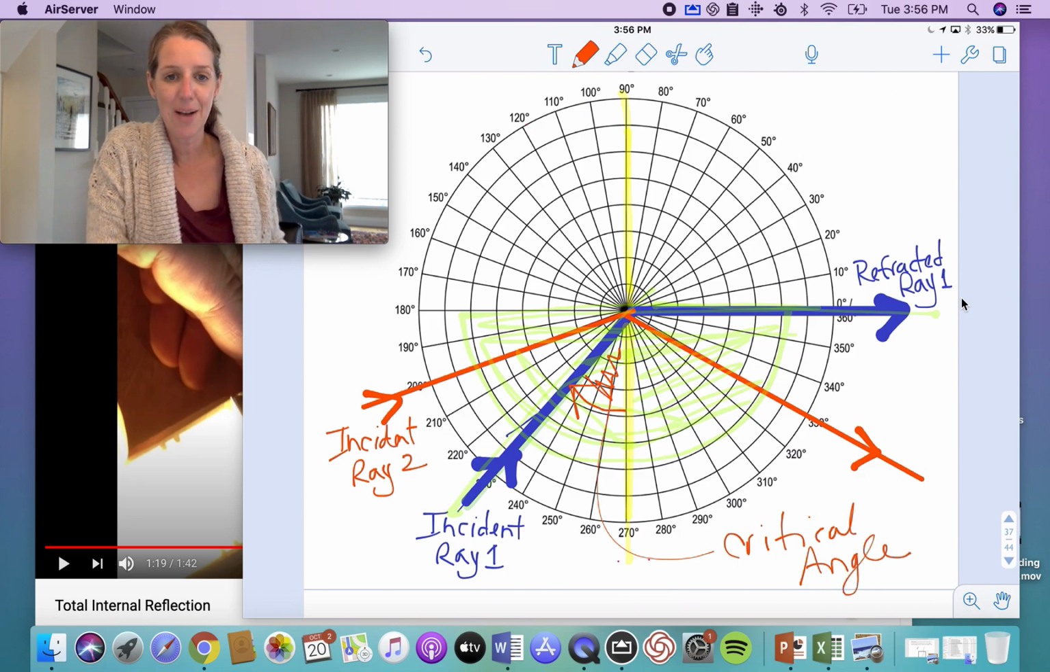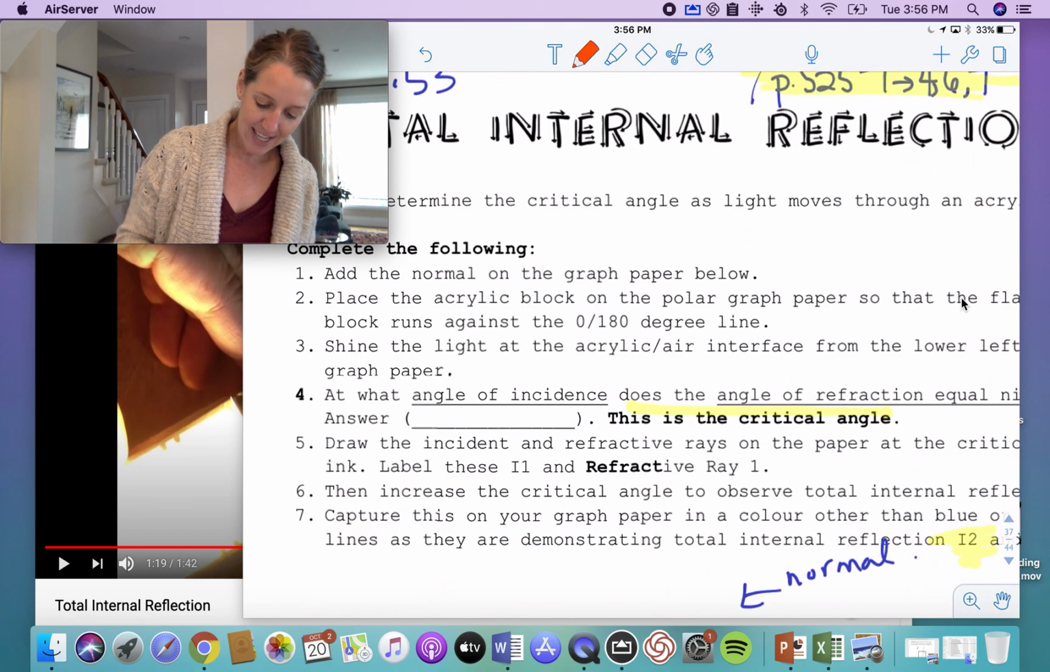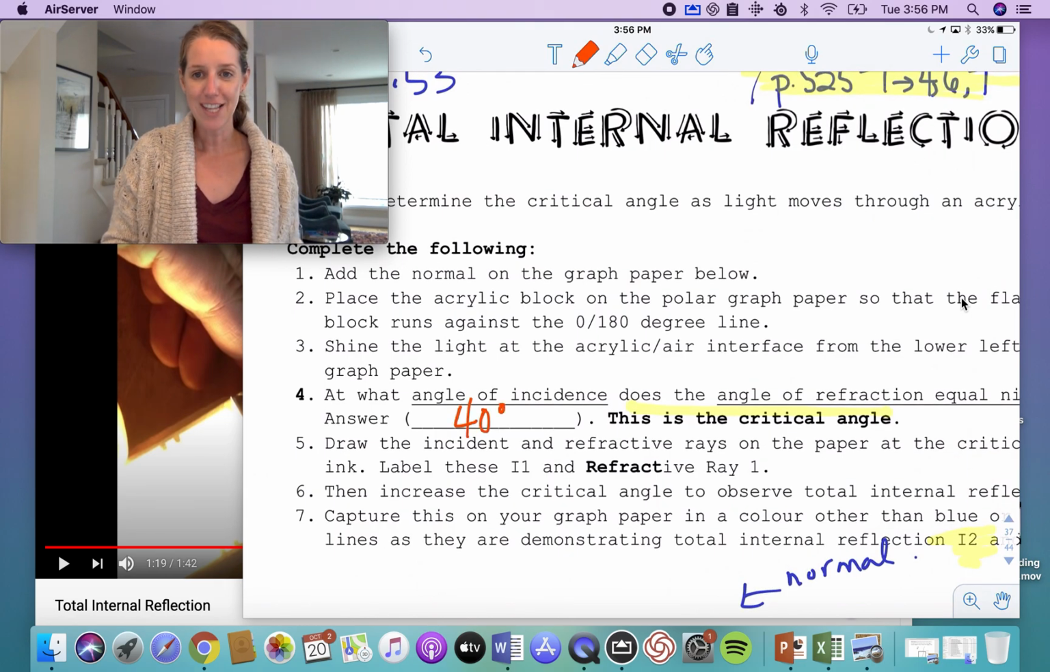And can you read how many degrees that is? 10, 20, 30, 40 degrees. Okay, so I can fill that in on my sheet even though we didn't do the lab. What is the angle at which that takes place? And it is 40 degrees. And for this substance, that is the critical angle.